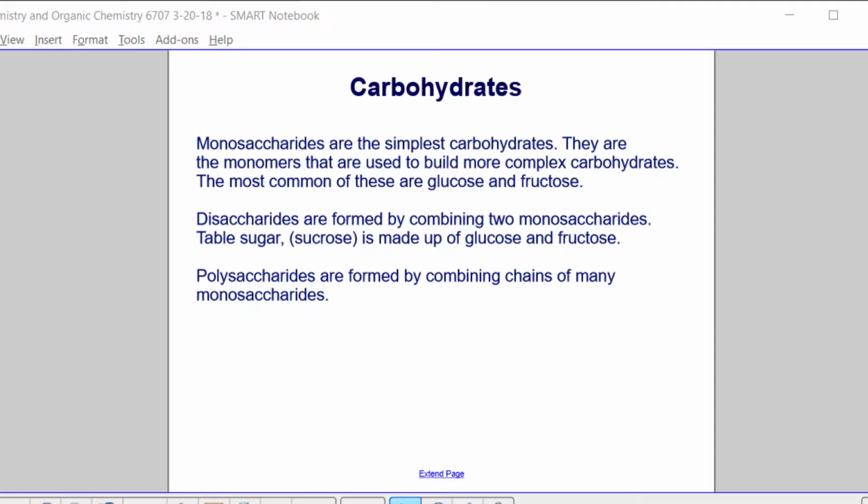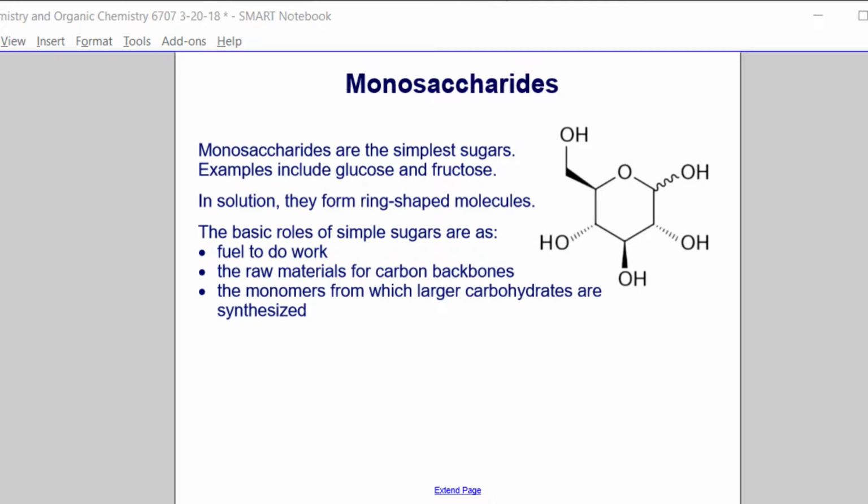Polysaccharides are formed by combining chains of many monosaccharides. Monosaccharides are the simplest sugars. Examples of monosaccharides include glucose and fructose. When these monosaccharides are in solution, they form ring-shaped molecules, as you see in the diagram.